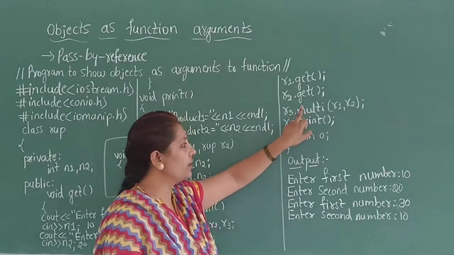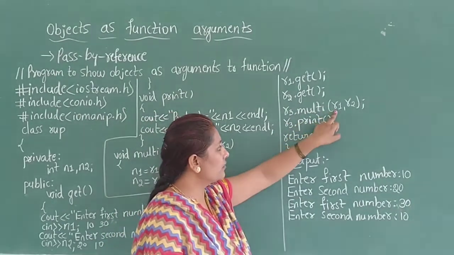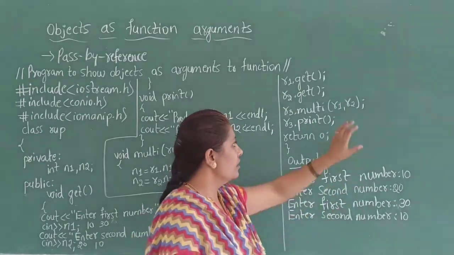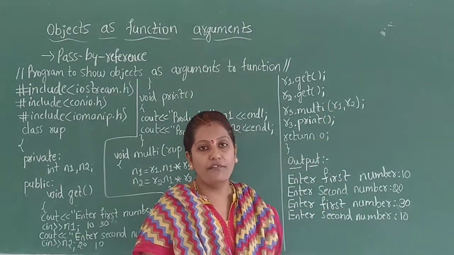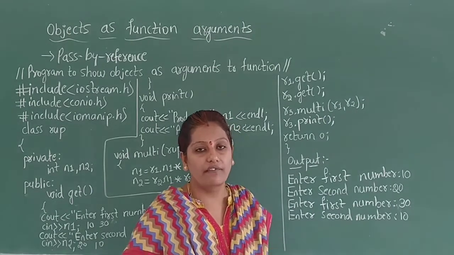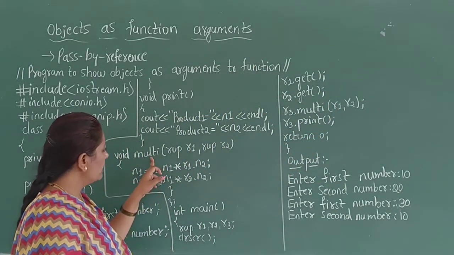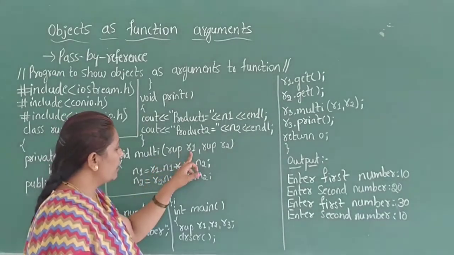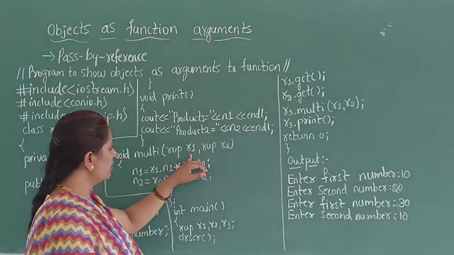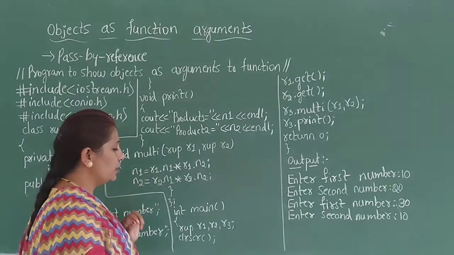The next function is called using the third object, R3 dot multi R1 comma R2. Here R1 and R2 are the reference objects. Here we are passing the address of objects to the function. This is considered as pass by reference. Here it directly goes to the multi member function, and the R1 and R2 object references, meaning addresses, are received using the class RUP. Then it calculates the N1 and N2 values.